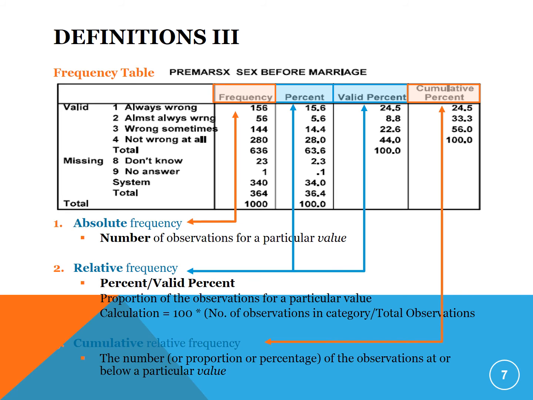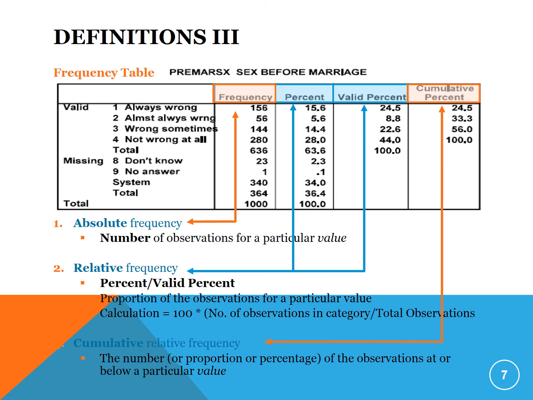Okay? But the percent doesn't really tell us a lot, particularly because we have so much missing. 36.4% of our data of that 1,000 people surveyed is missing. And yet we're saying 15.6% of that total number of people we tried to survey, 1,000, said always wrong. But that's not really valid. Of the people who responded, right, we can only look at 636. That's the total number of valid responses that we have.